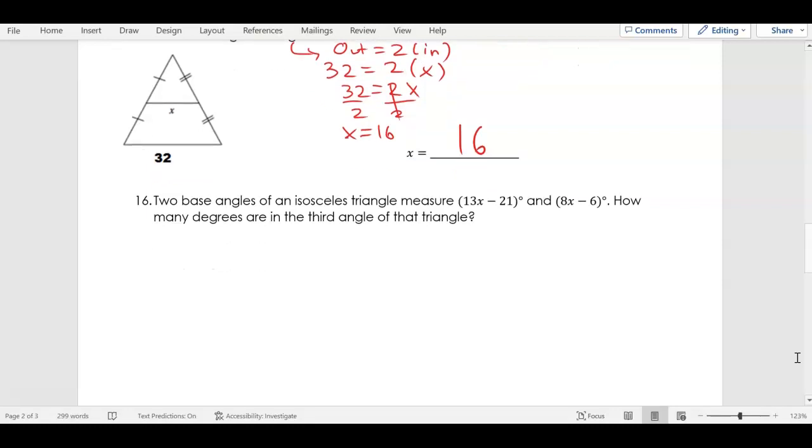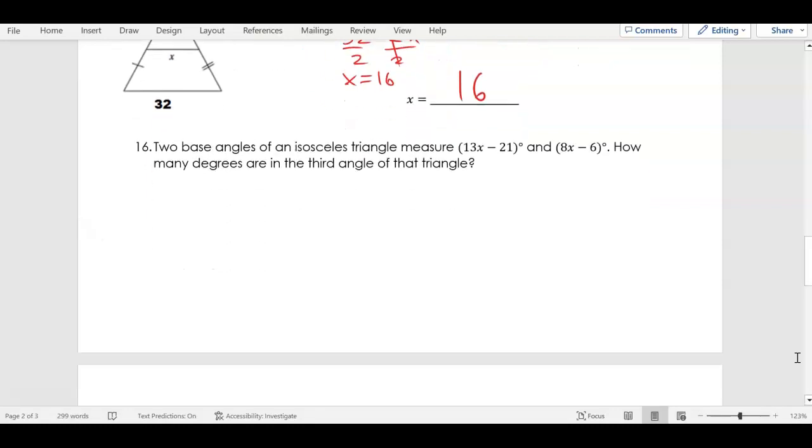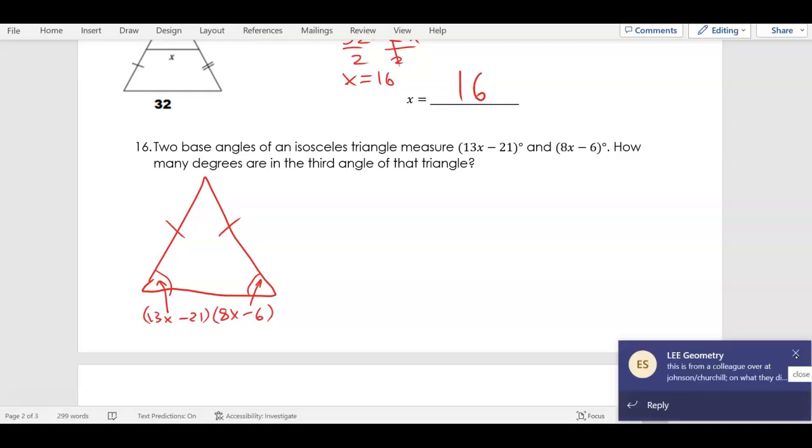All right. Now 16, this is where it gets a little more difficult. Okay. Two base angles of an isosceles triangle measure. So let's draw an isosceles triangle. Okay, so right here, it's going to be 13x minus 21. And right here, it's going to be 8x minus 6. All right, how many degrees are in the third angle? Now, the third angle is right here.